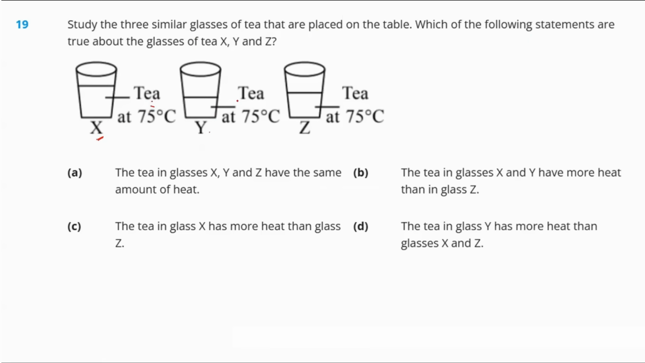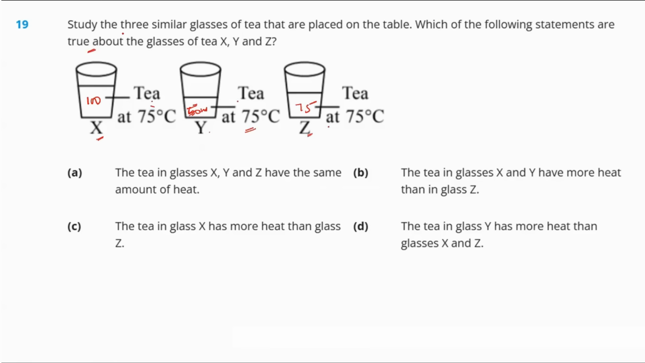In the Y, lesser tea is there. That is again at 75. And tea in the Z is in the medium one. It would be 75. So let's say this is 100, this is 75 and this is 50 ml, for example. Right? We need to find out which of the statements are true about it.